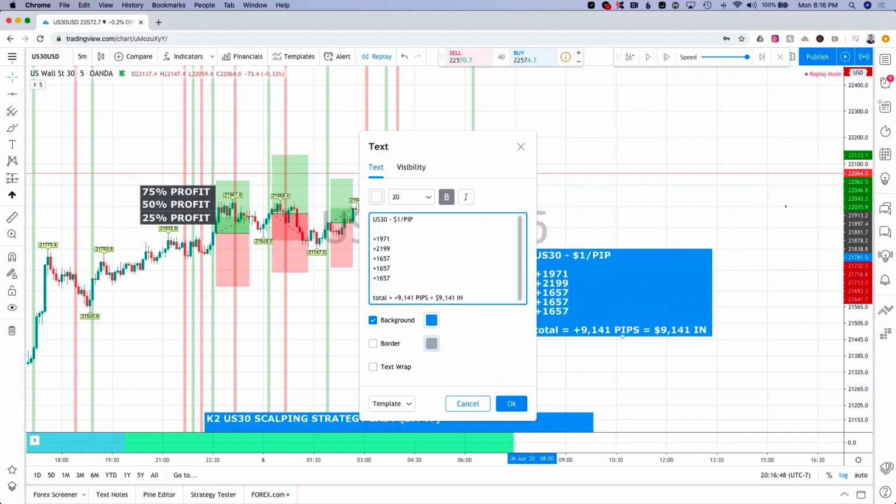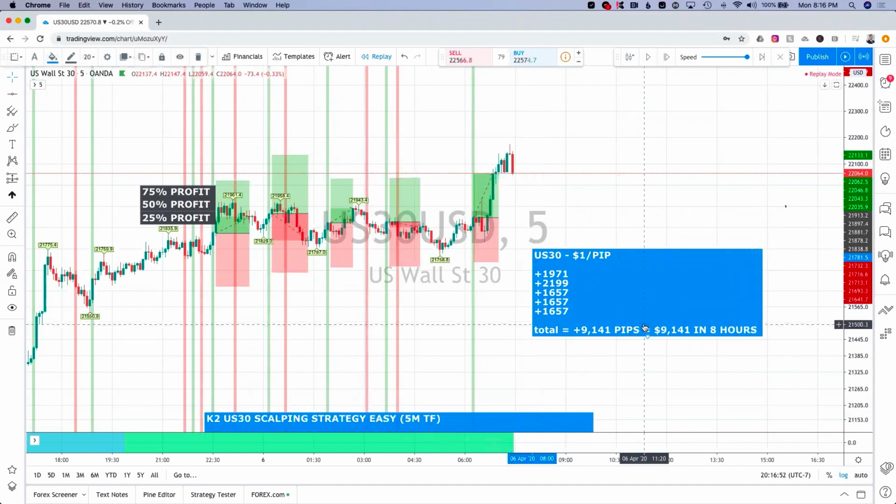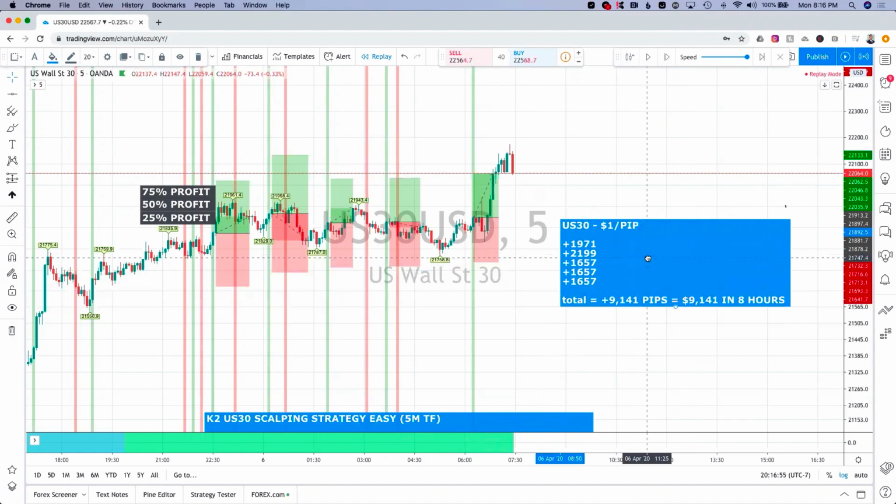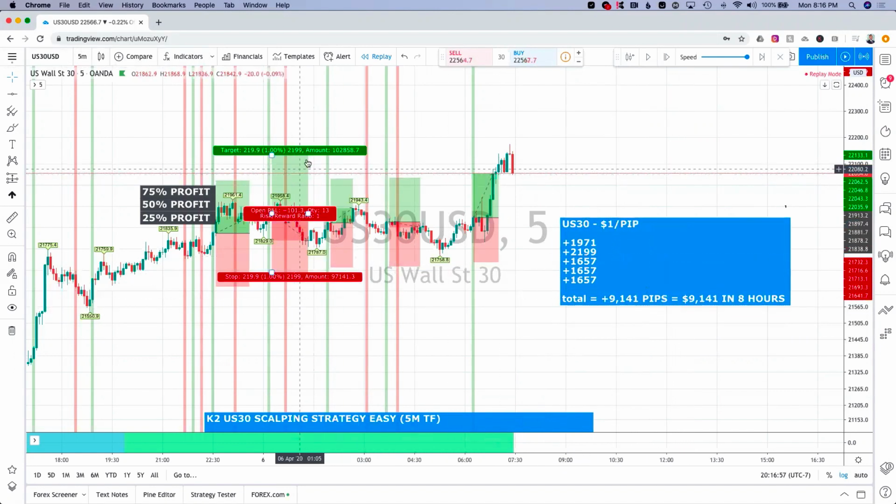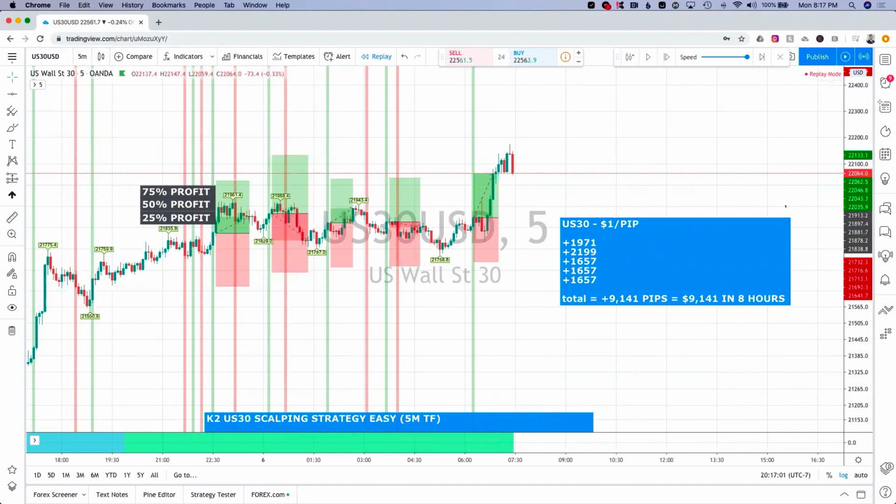And if you did that for $1 a pip, you would have made 9,141 in 8 hours. So you basically make a lot of money in a little time. But that was if you're going to let your position run to full profit. But the thing is, like how I explained previously, I always move my stop loss and profit.